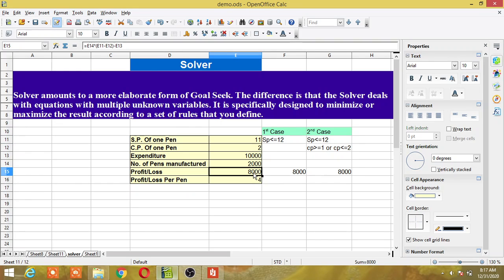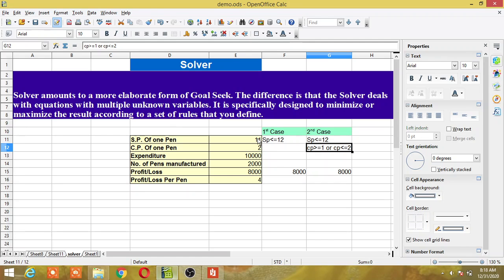Now in the second case, what I am going to do is give two conditions instead of one. Either increase the selling price of my pen by 2 rupees, or I can even reduce the cost price, but I do not want to go less than 1. So I can specify the condition: the cost price should be greater than or equal to 1 rupee. That means at least 1 rupee is required for making the pen, and it should be less than or equal to 2.